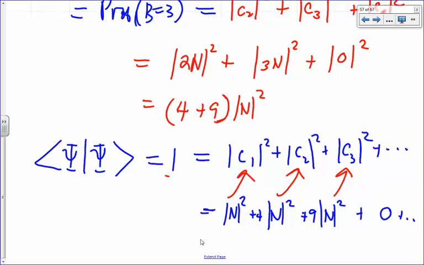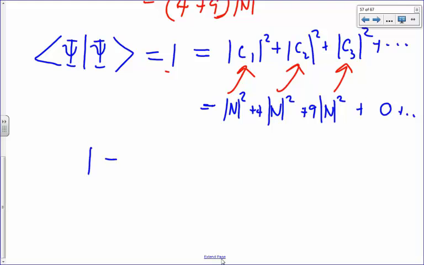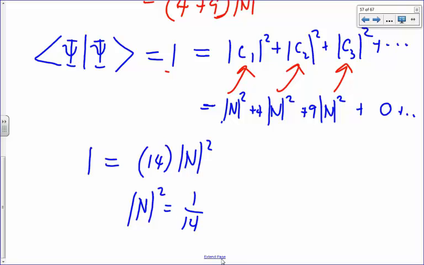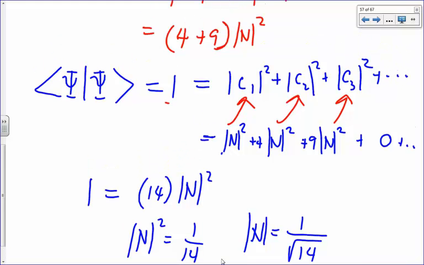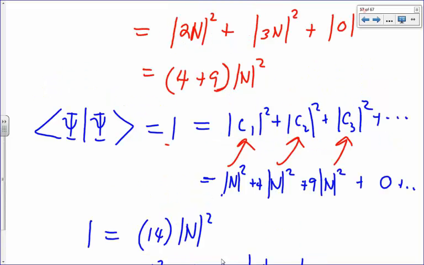So that means that 1 is equal to 1 plus 4 plus 9, that is 14 times the absolute value of n squared. Absolute value of n squared is 1 over 14. So what is n? Absolute value of n is 1 over square root of 14. So to answer our question, that is n squared, so it's going to be 4 plus 9, 13, times 1 over 14. So 13 out of 14.